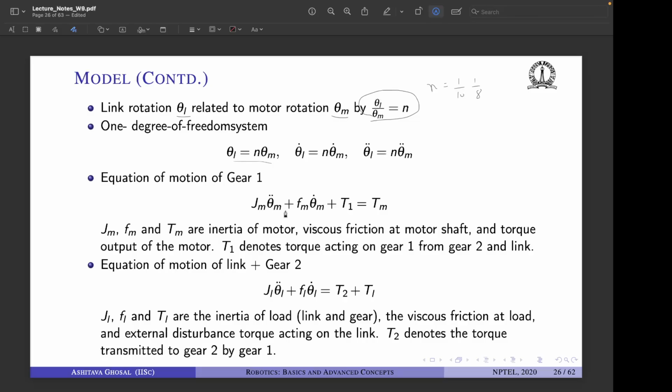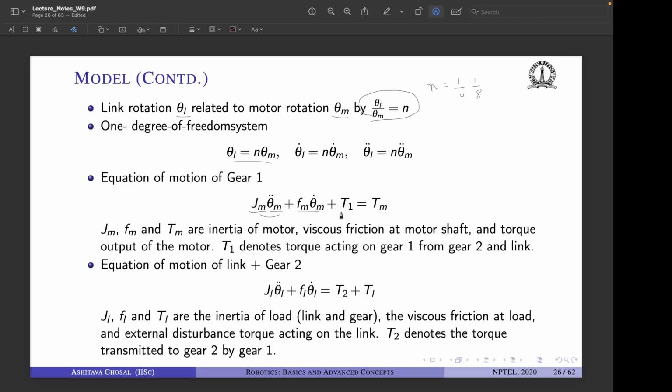And so for gear 1 we have, if this is the inertia, this is inertia times the angular acceleration, that is the torque, right? Then this is the viscous friction. Viscous friction depends on the angular velocity, right? So it depends on how fast the motor shaft is moving, and the faster it moves, the more the viscous friction experienced is.